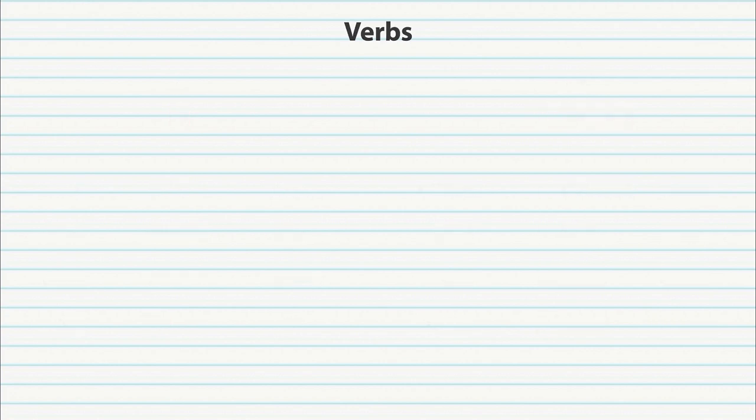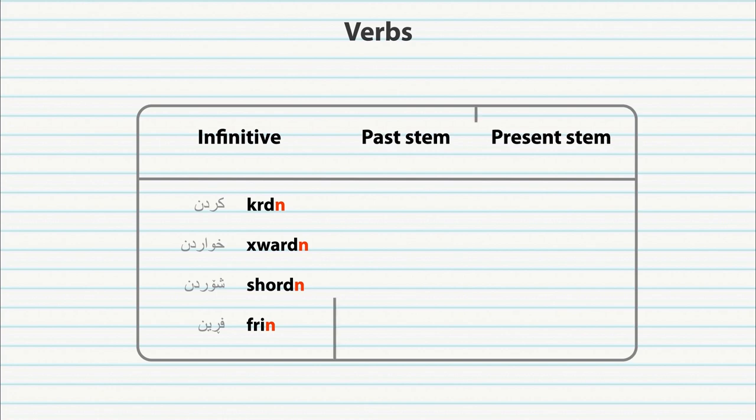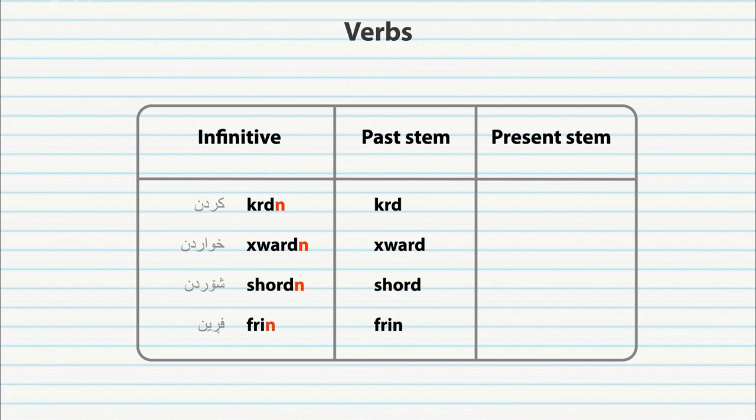Just like the Persian language, there are two stems in Kurdish, the past stem and the present stem. The past stem is very easy to make. Simply remove the n at the end of the verb to make it the past stem. But the present stem is a bit more difficult. Since it is difficult to predict the present stem and every verb might have a different stem, it is necessary to study the present stem for each verb separately.